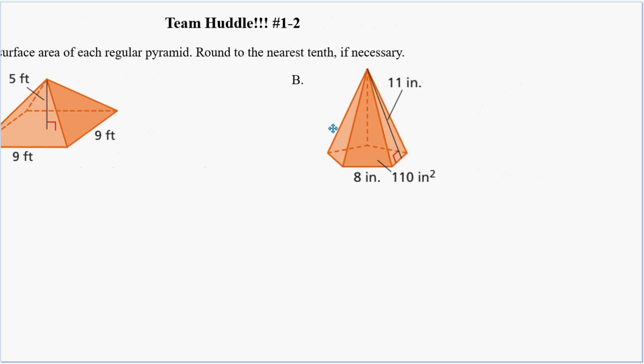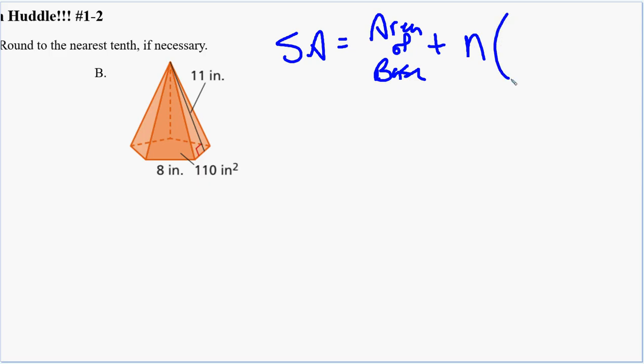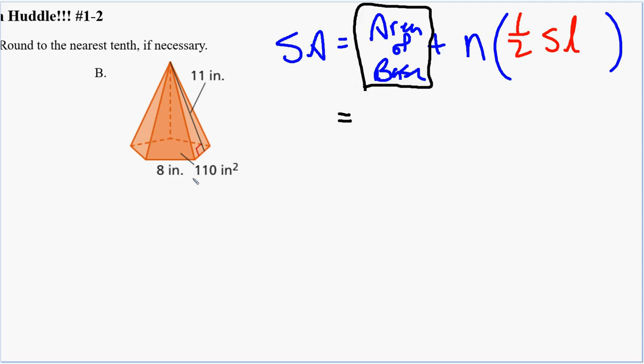All right, letter B. They're kind of making this easy on us for letter B a little bit. Surface area is equal to, remember what we did, area of base. Surface area is the area of the base, plus the number of sides of our base times our area of a triangle, half S times L. Now, what made this one a little easy, area of the base, they give it to us right here. They got that little arrow pointing. The base is 110 inches squared. So that's already the completed area. And we're going to add to that.